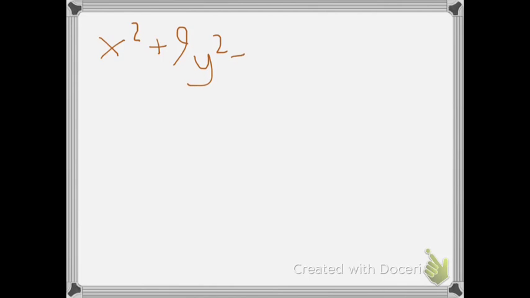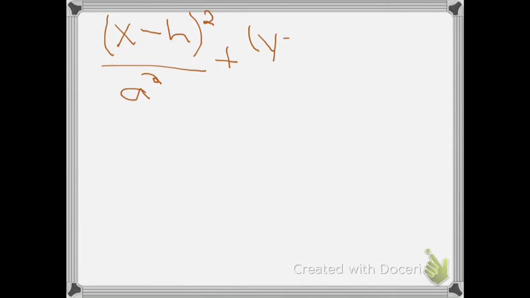squared minus 4x minus 72y plus 139 equals 0. What are the foci, vertices, and center of the ellipse? In order to solve this equation, you first have to put the equation in standard form.